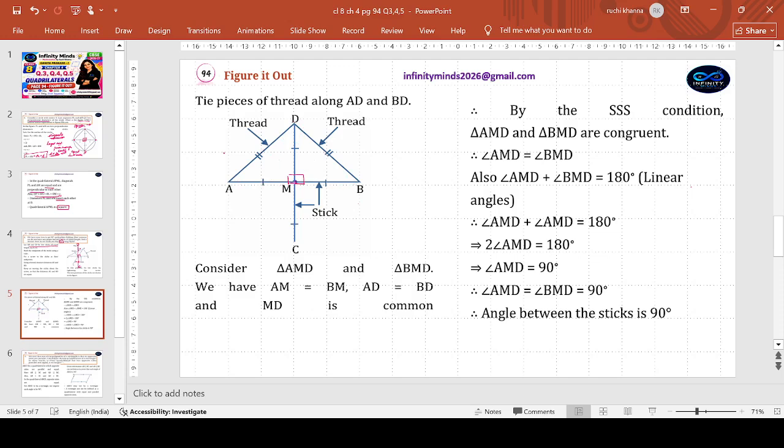We started with fixing the screw at the midpoint. So by SSS, triangles are congruent. By CPCT, these two are going to be equal. But together they form a linear pair. Together is going to be 180 degrees. That means each would be 90. It would be 90 each, getting them to add to 180 degrees.